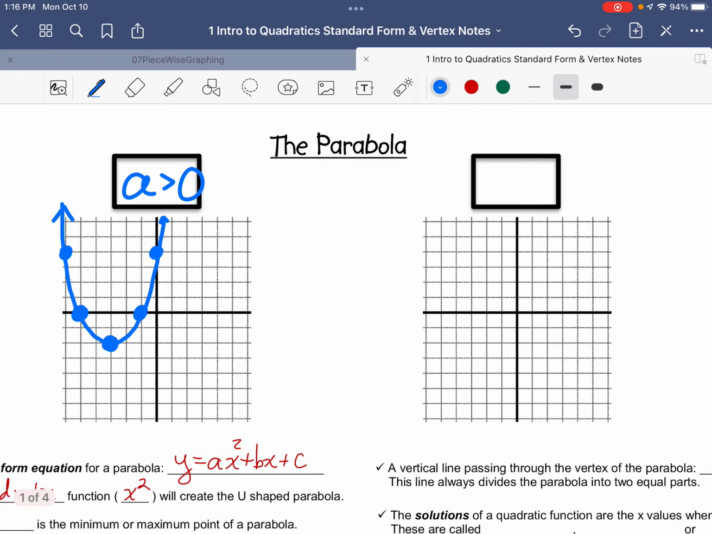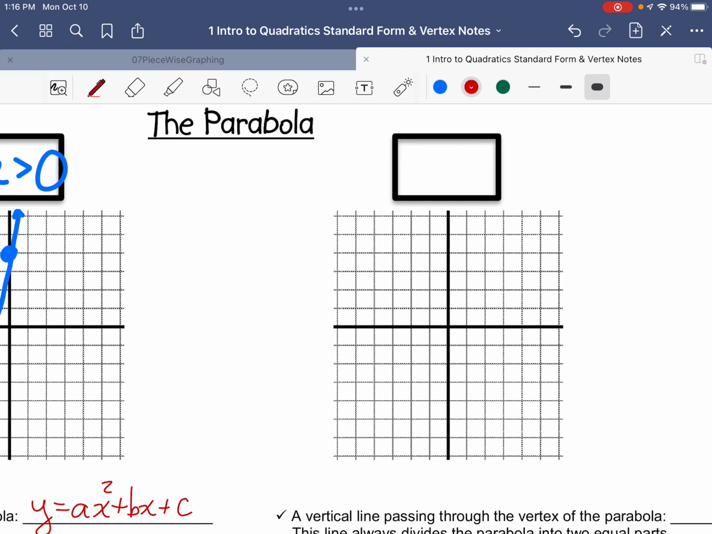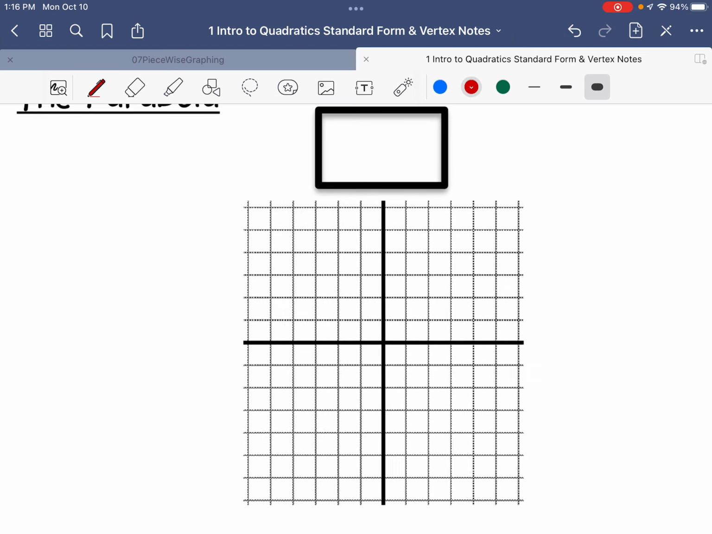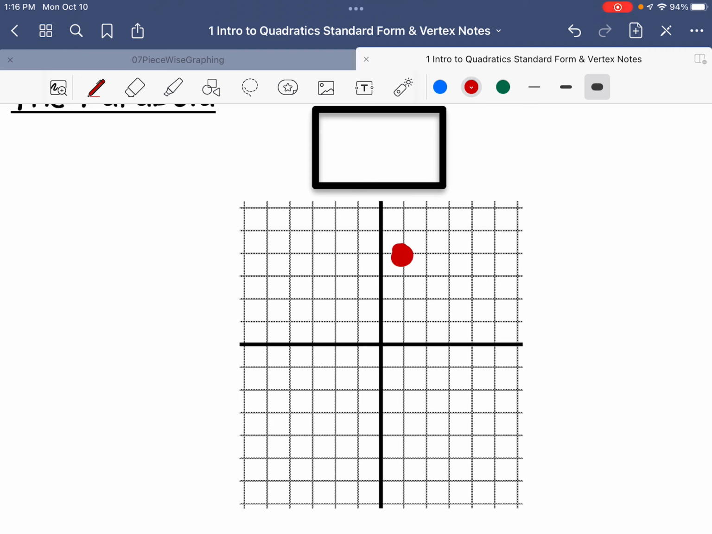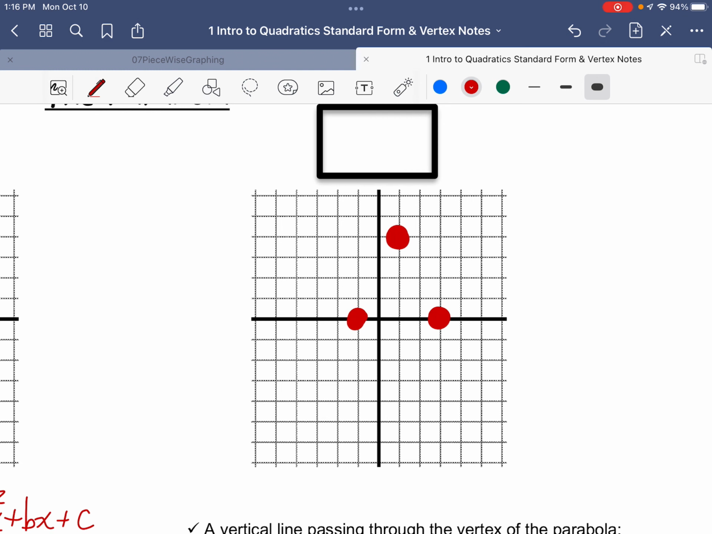Let's make another parabola. Again, we're just going to kind of pick some points. Just follow along the best you can as you grab these points. I'm going to try to plot the point 1, 4. I'm going to plot points at negative 1, 0, and over here at 3, 0. And then negative 2, negative 4, and 4, negative 4.